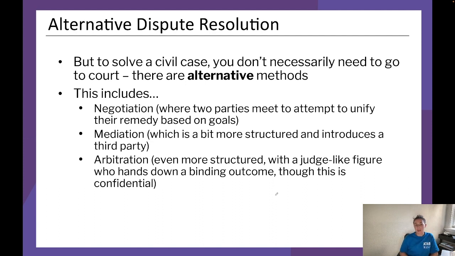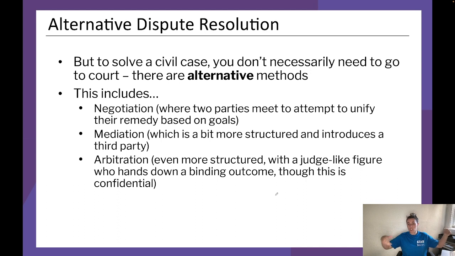What this means is that to solve a civil case or a private case, you don't necessarily need to go to court. Instead, you can go through different methods. Negotiation, mediation, and arbitration are our main ones. Negotiation is where two parties meet to attempt to unify their remedies. So basically we have two opposing goals. Let's see where we can meet in the middle.